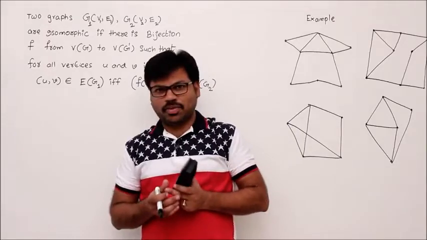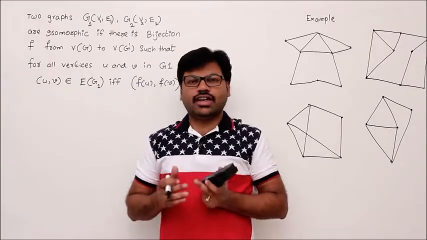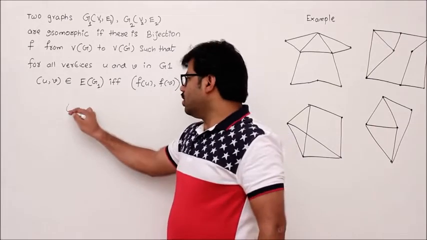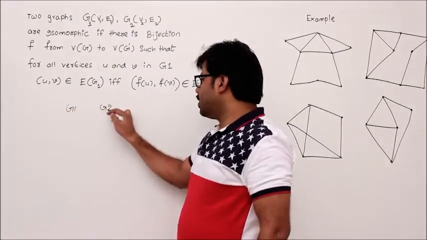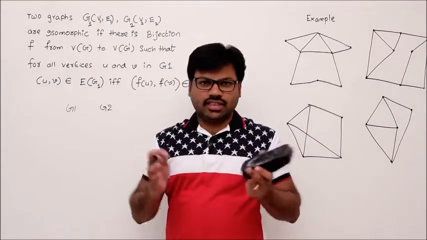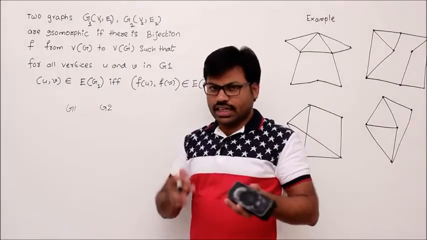Let's talk about a concept called isomorphism. Isomorphism is about two graphs, G1 comma G2, let's say, and we say that two graphs are isomorphic if they have the same adjacency. Adjacency here means connectivity.